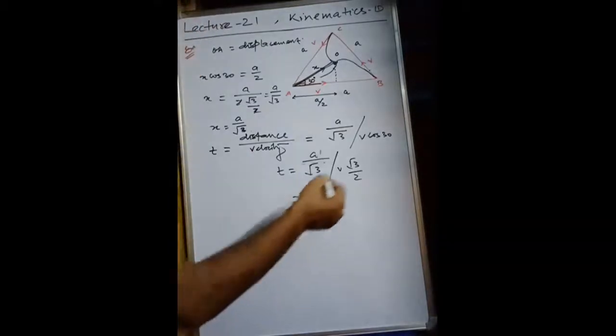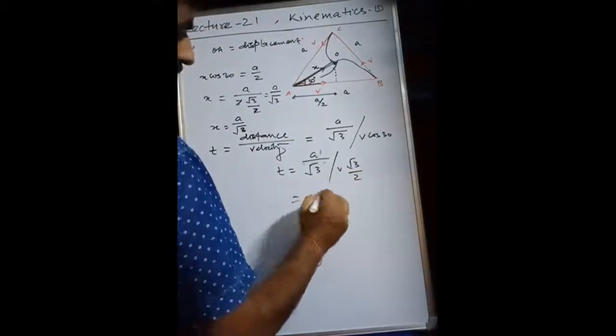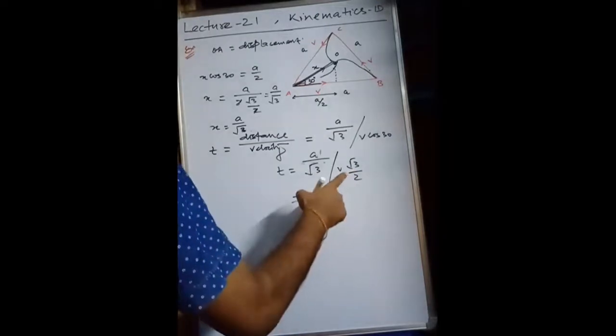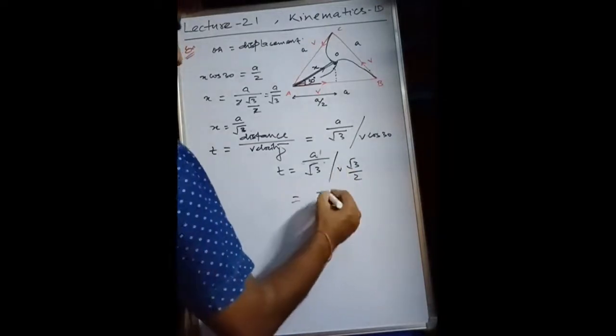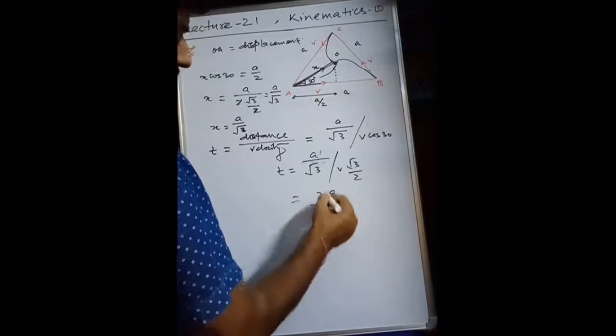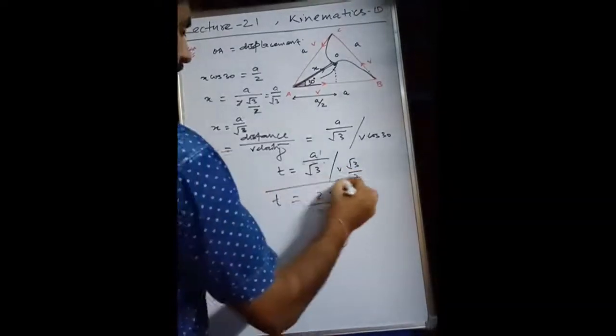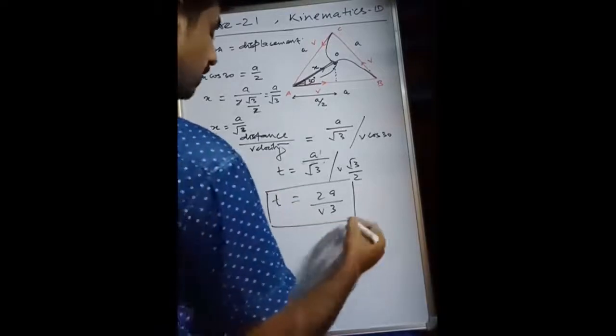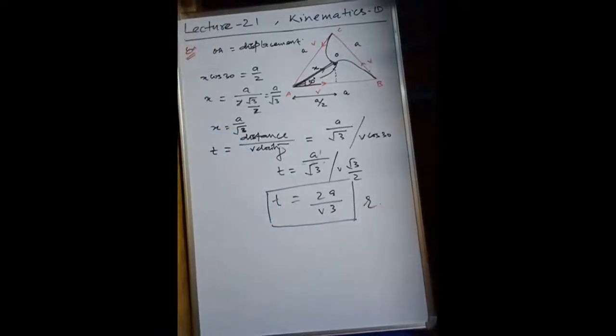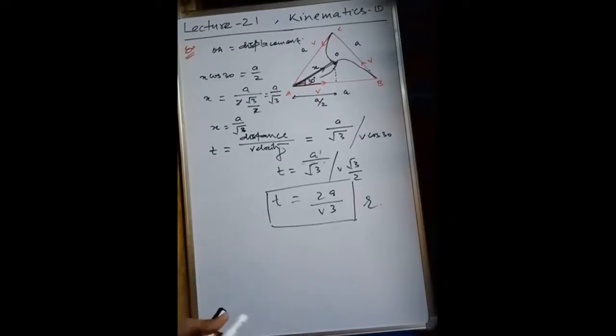So you can find out here the twice, it is root 3 by twice a by root 3, it is the 2, and this one is the 2 by 3 a by v, your answer. Okay, my dear students, in this way you can solve all the questions.